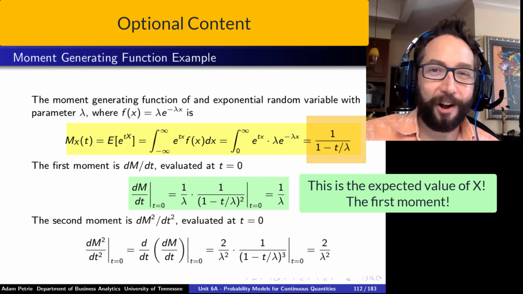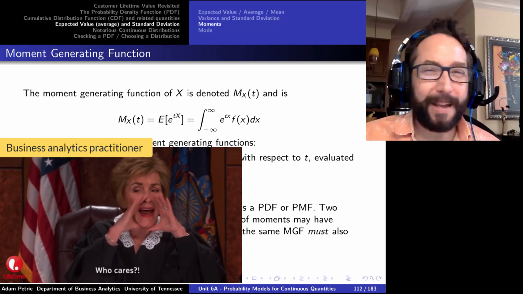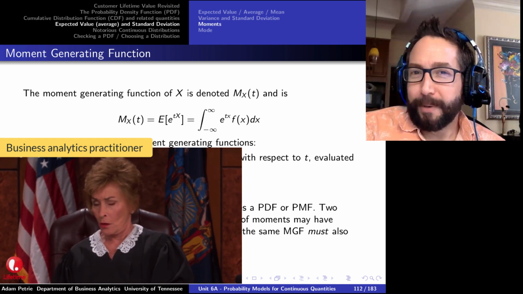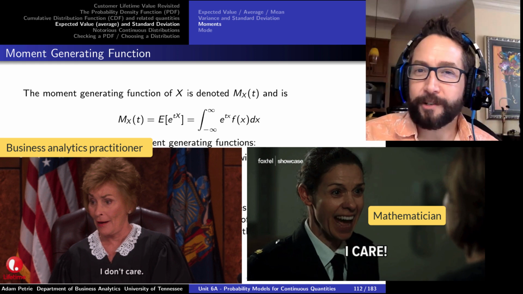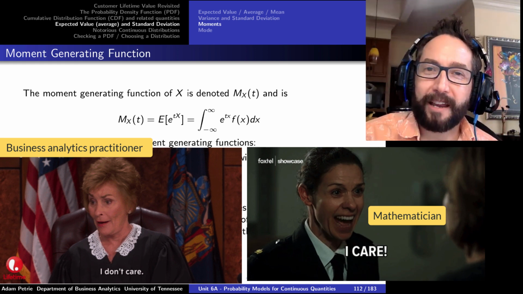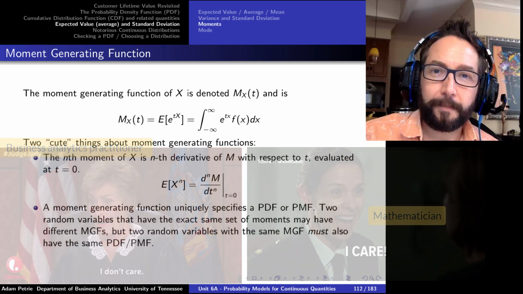So why is this at all interesting? Well, it's used in some mathematical proofs. We'll mention it in passing when we talk about the central limit theorem, but this is really a big friend to mathematicians, not so much to business analytics practitioners. This doesn't really tell us anything definitive or interesting about a probability distribution just by itself.